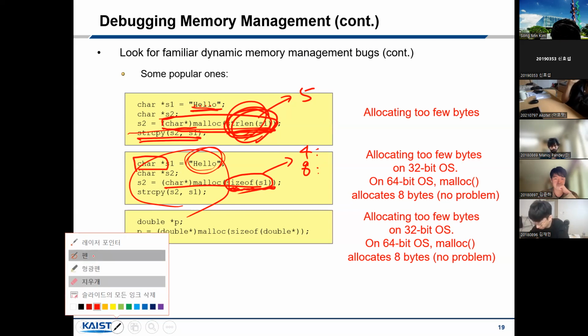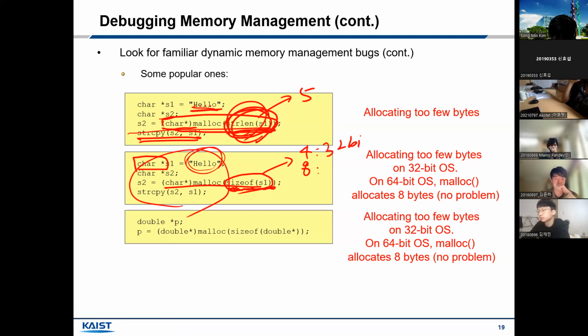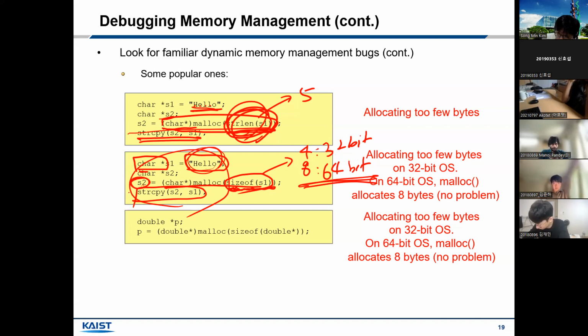Four bytes for 32-bit machines, and 8 bytes for 64-bit machines, right? Since copying the string needs 6 bytes, you're lucky if you're using a 64-bit machine, since then S1, S2 will be allocated with 8 bytes, which is sufficient. However, if you're using 32 bits, then you're out of luck.